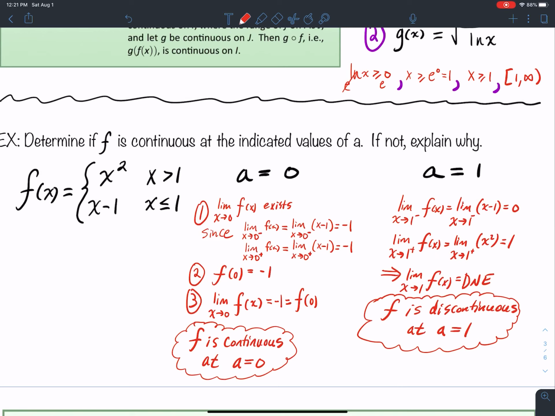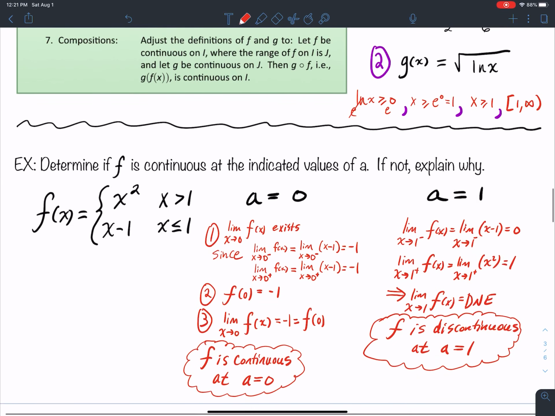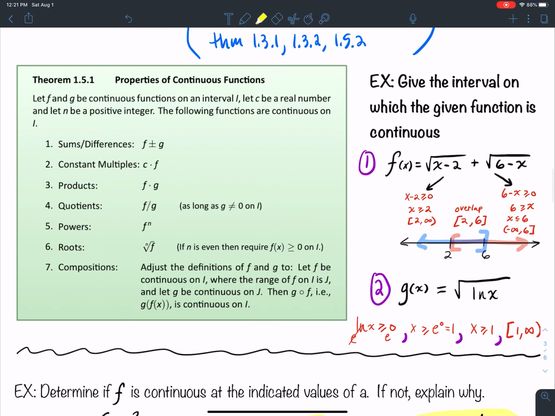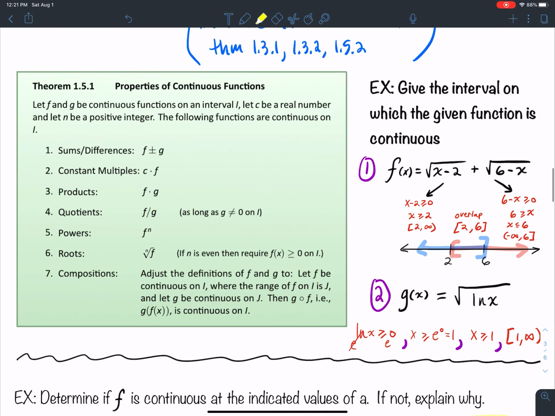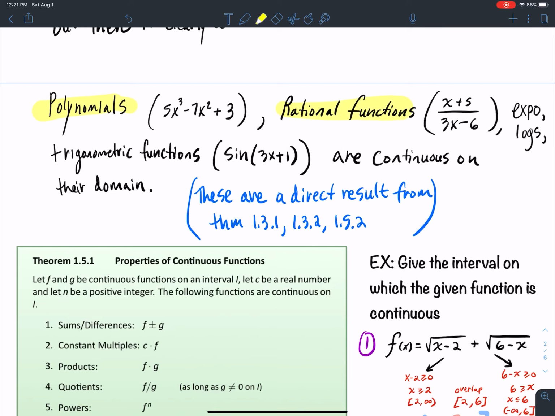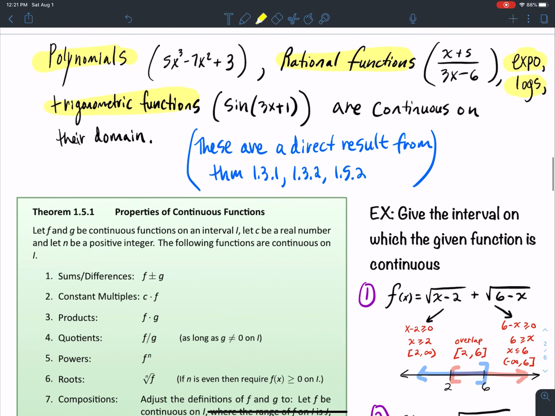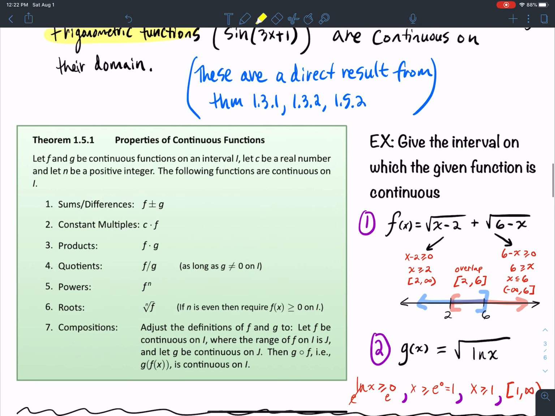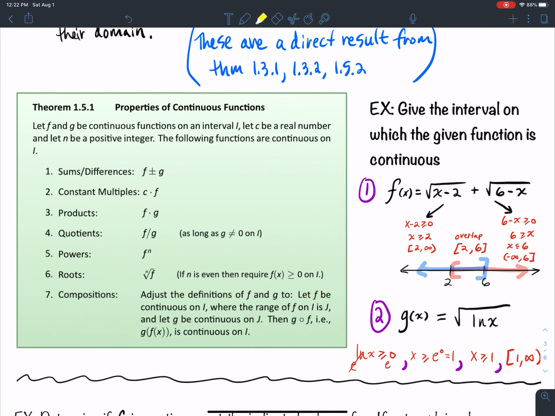Okay? So that concludes this, and hopefully it sheds a lot more light on how to prove that it's continuous at a single point, and then how to prove it's continuous on some interval whenever you know you're dealing with polynomials, rationals, exponentials, logs, trig functions, etc. Those are all continuous on their domain. So all it amounts to is finding the domains.